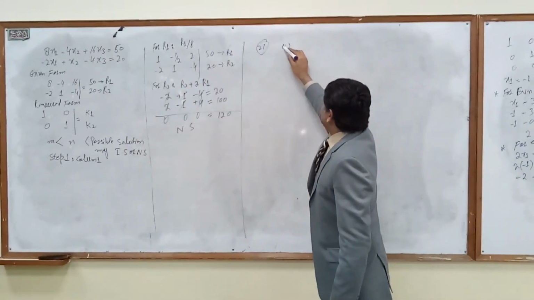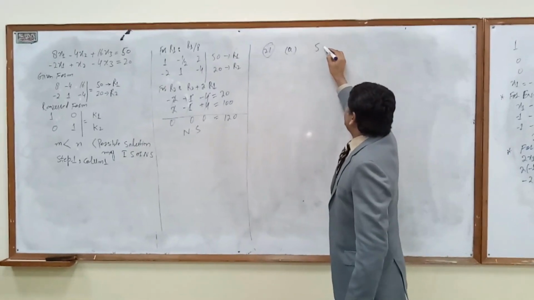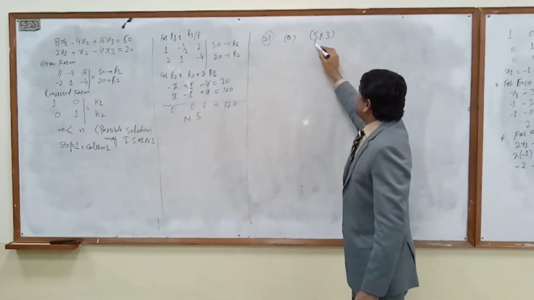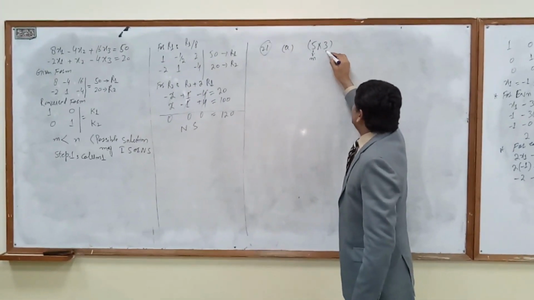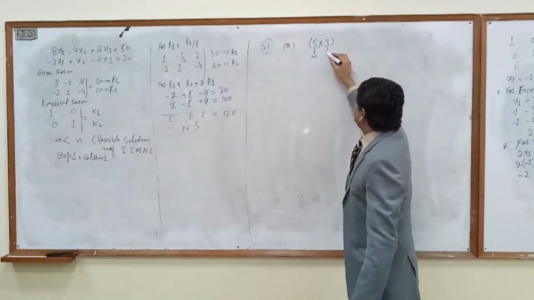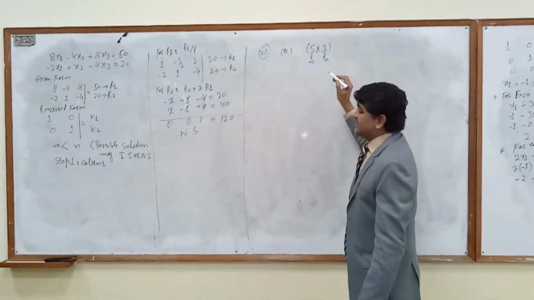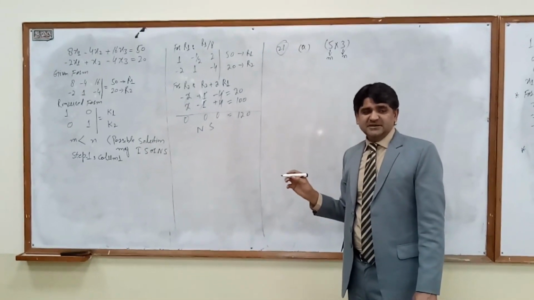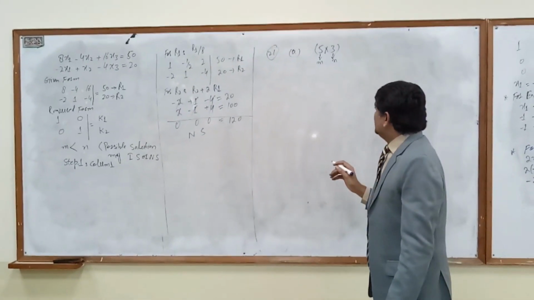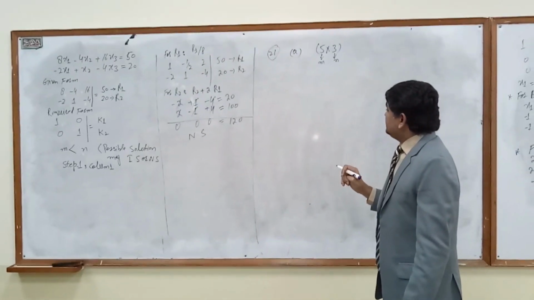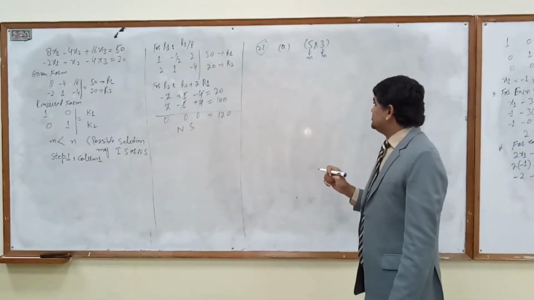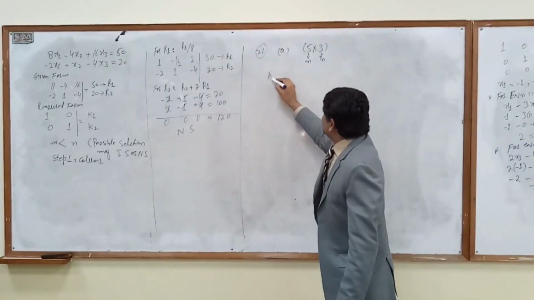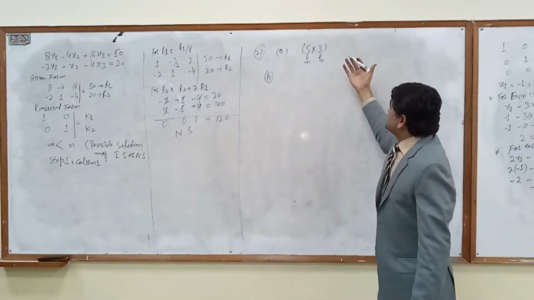Part A. What is part A? The order is 5 by 3. M is 5, meaning the number of rows is 5, and columns n is 3. M is greater than n. So if m is greater than n, we can have either a unique solution, infinite, or no solution. Okay, part A, we can conclude here.